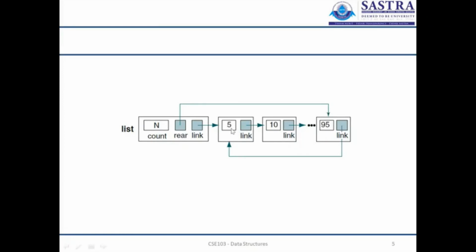From 5 we can go to 10, and from 10 to the next node, next node, next node, finally 95, and from 95 we can reach 5. Okay, it is a circle. That's why we are calling it a circular linked list.